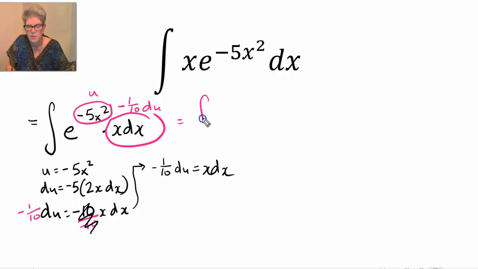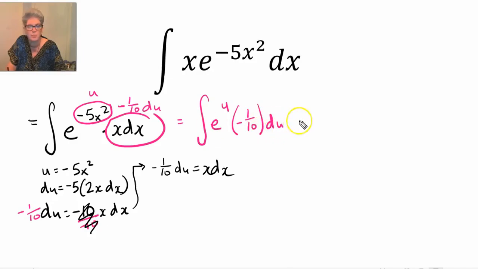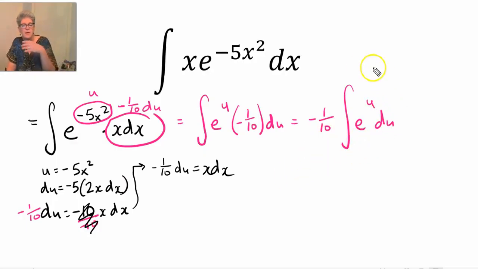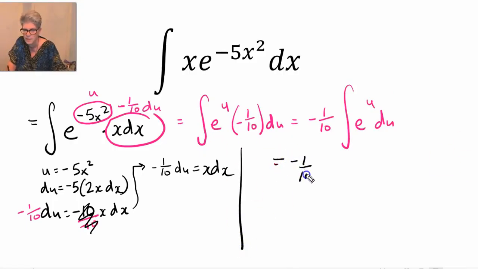And I'm ready to rewrite this in terms of u. So this becomes e to the u times -1/10 du. But the -1/10 is part of a product. I just bring it out the front. So now I can integrate because this is a common integral. The negative 1/10 now is coming along for the ride. And the integral of e to the u is just e to the u. And then we have plus our constant.